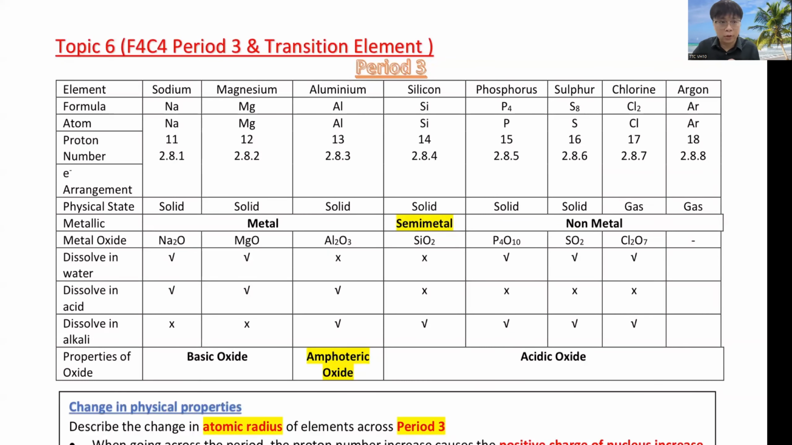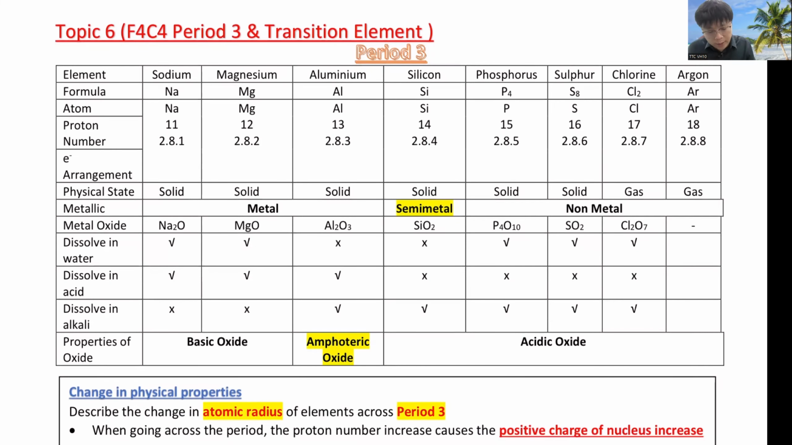Okay, so we go for topic 6, Form 4, Chapter 3, period 3 and transition element. So we have this period 3: 2.8.1, 2.8.2, 2.8.3, 2.8.4, 2.8.5, 2.8.6, 2.8.7, 2.8.8. So all is solid except the last two, chlorine and argon, which are gas. So silicon is semi-metal. Then this is a common question.